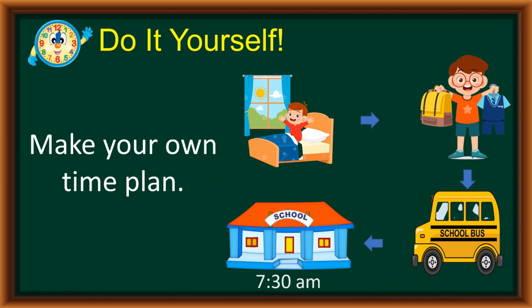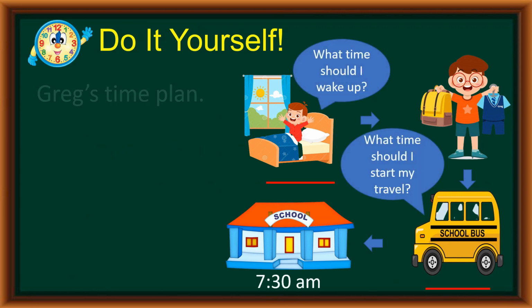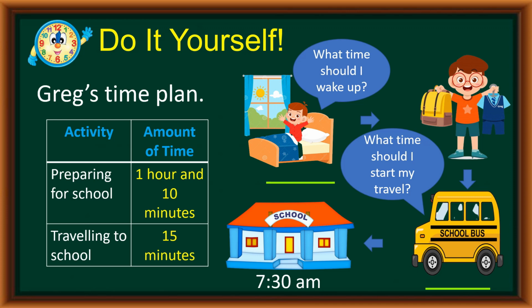Did you make it? Let us see an example time plan by Greg. In his plan, he estimated to prepare for school for about 1 hour and 10 minutes. He also considered his traveling time to consume 15 minutes. By those identified facts, he is able to identify his time of travel at 7:15 a.m. and time of waking up at 6:05 a.m.